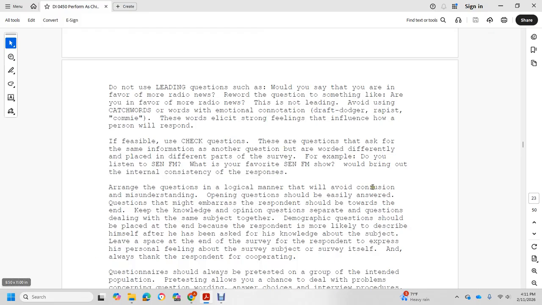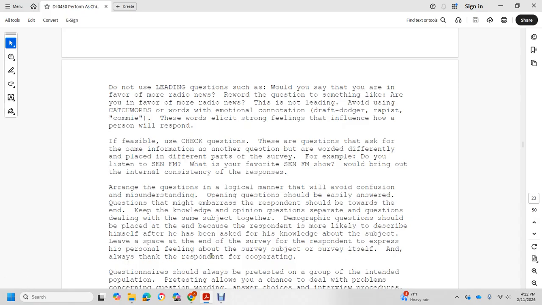Arrange questions in logical order to avoid confusion and misunderstanding. Opening questions should be easy to answer, and the more difficult questions should be towards the end. Keep knowledge questions separate from opinion questions, and keep questions dealing with the same subject together. Demographic questions should be saved for the end, because the respondent is more likely to discover that he was asked for his knowledge about the subject. Leave the respondent to express his personal feelings about the survey subject toward the end of the survey.